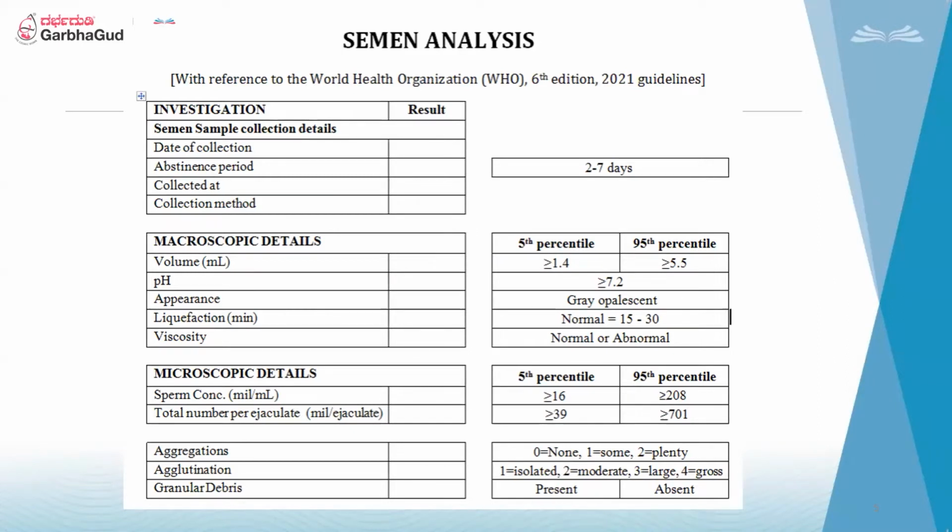Then we go into macroscopic details, as we discussed: volume, pH, appearance, how it looks, the color, and the liquefaction time, that is, from when the sample is given until the viscosity is down or normal, which is noted as the liquefaction time in minutes. Then we also note the viscosity, whether it is viscous or normal. Then we go into microscopic details like concentration, the total number of sperm available, aggregation, and agglutination. Further, we'll discuss how each step of the sample is analyzed.